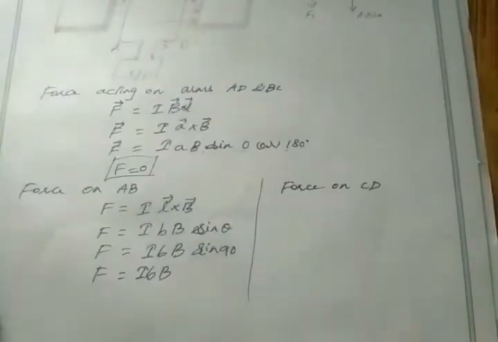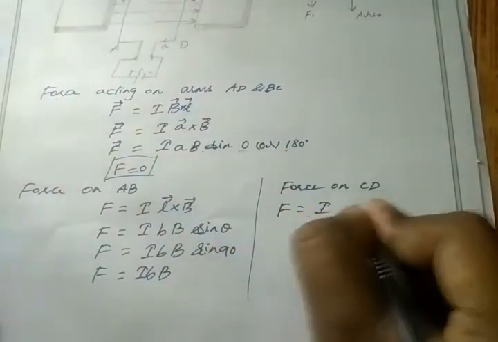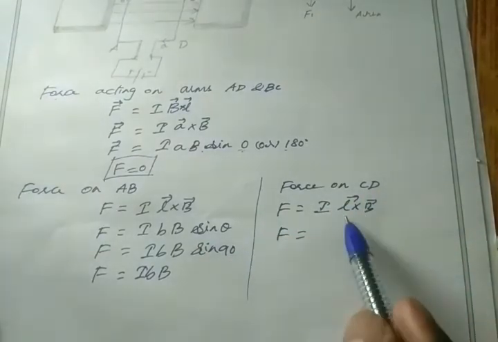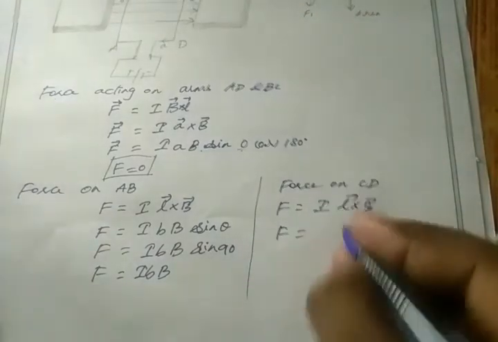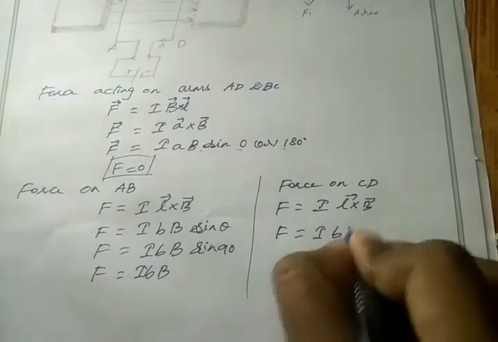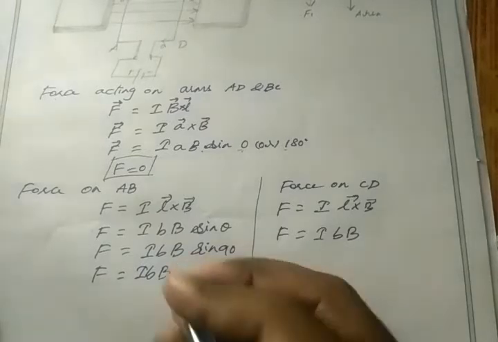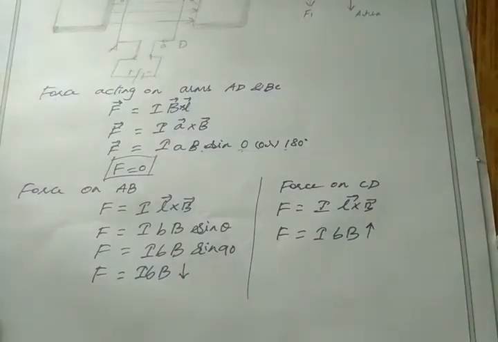So here the force on CD will be F equal to I L cross B. What is L? L is the other side CD, so B, right? I B B sin 90. Why? Because CD also creates an angle of 90 degrees with the magnetic field. So I B B. Here the force is acting downwards. Here the force is acting upwards. Use your right hand palm rule.